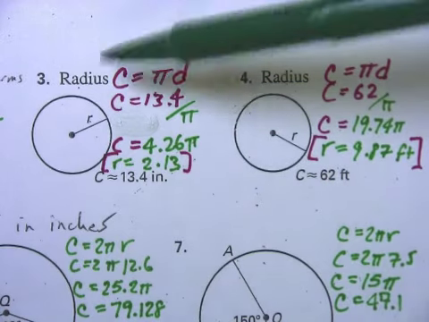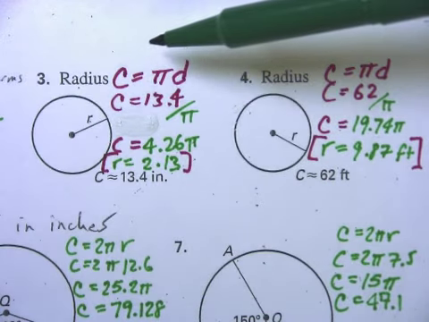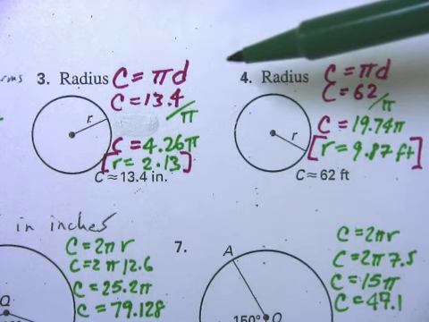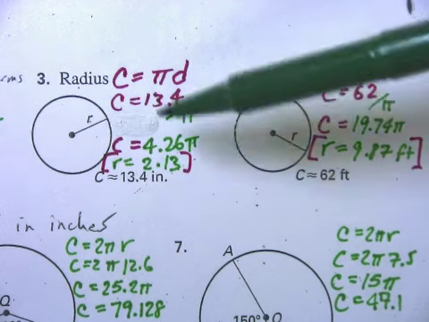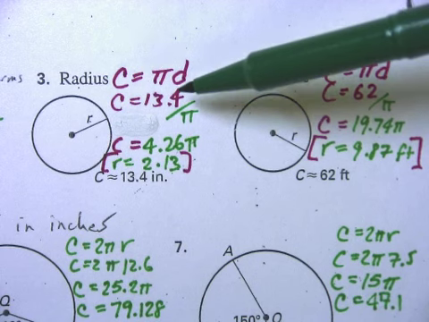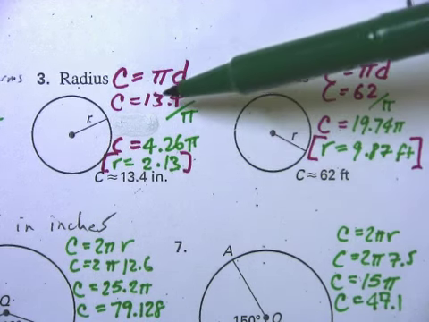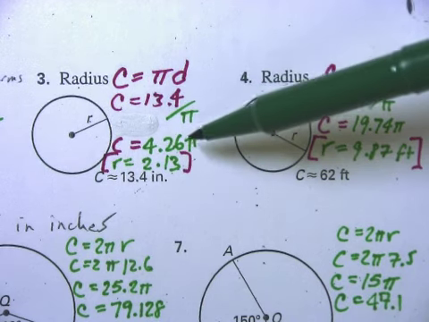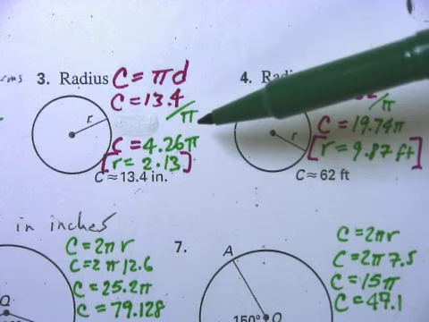Question number 3 and 4, they're asking me to find the radius. And remember the formula that the circumference is equal to pi times the diameter as well. And here they're telling me the circumference is 13.4 inches. So I take my circumference of 13.4 inches and I decide to put it in terms of pi. I divide it by pi. When I divide 13.4 by pi, I get 4.26, and I put the pi next to it, so now I have my circumference in terms of pi.